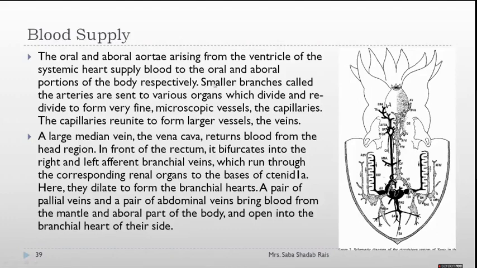Now from here, small branches of the aorta will definitely be called arteries. These will be sent to the various organs, and then again divide into very fine microscopic vessels. These are called capillaries. The capillaries will again reunite to form the veins.